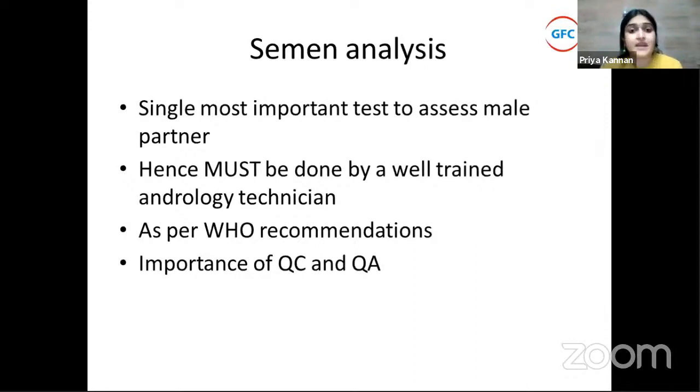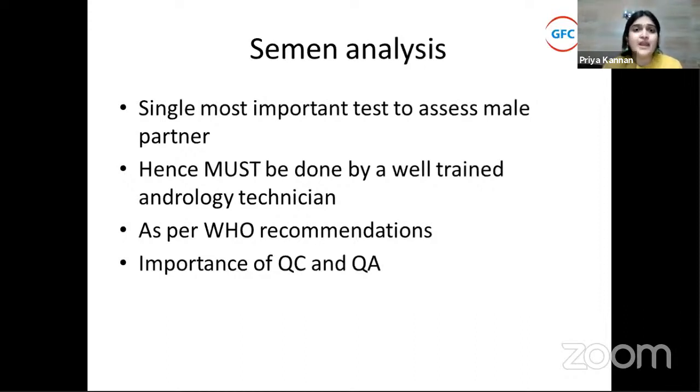While they are doing it, there will be an assessment by another experienced senior andrology technician, or a junior or senior embryologist, looking at the inter-person variability on the count, motility, and morphology. Everything will be quality controlled. Through the ACE, we conducted a few WHO courses where we trained junior embryologists, senior embryologists, and a lot of lab technicians all over the country on how to assess a semen sample as per the WHO recommendations.